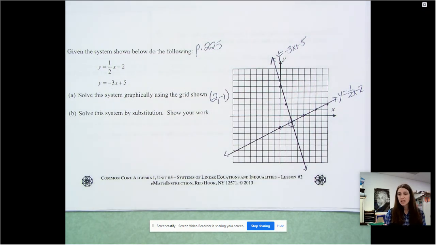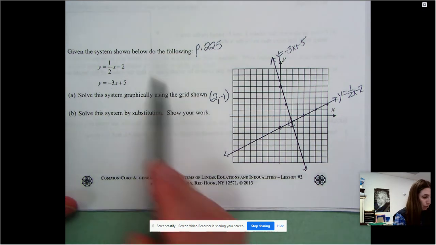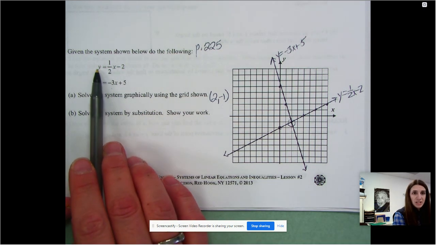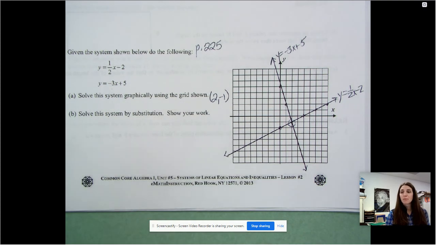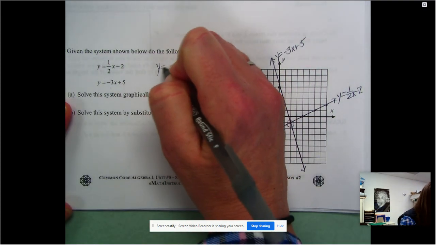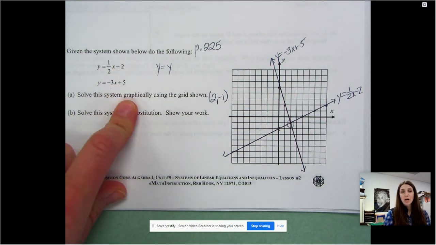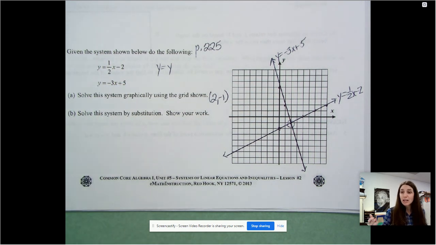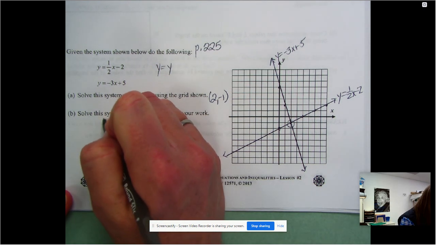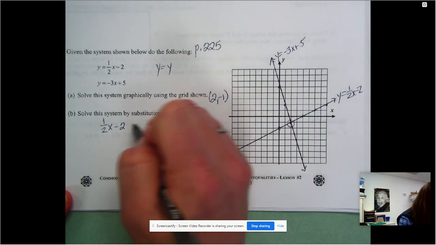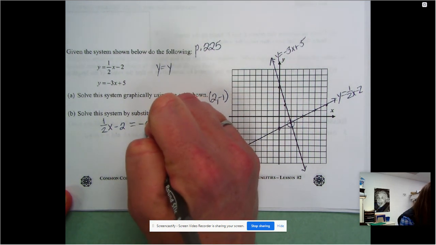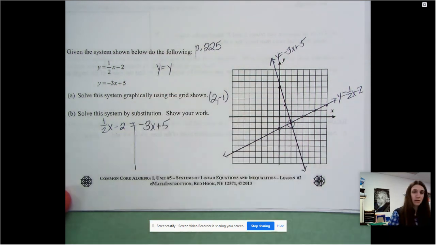Now they want us to solve this system by substitution. Remember, our first step is to see what variable is alone. In this equation, y is all alone on one side of the equal sign, and in this equation, y is all alone on one side of the equal sign. So remember the property of equality: if y equals y, then the two expressions that equal y are equal to one another. So we're substituting in for y, the first expression, and the second y, the second expression. And we put our balance beam in and we solve from here.